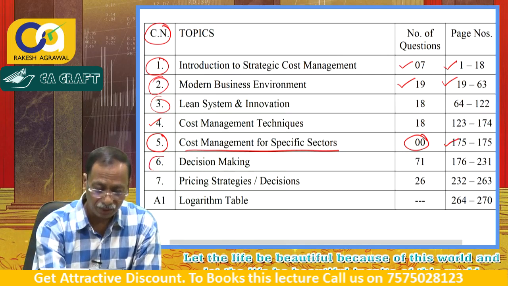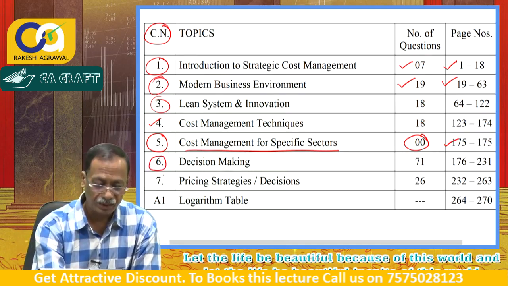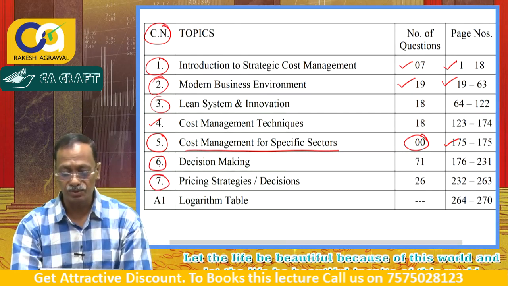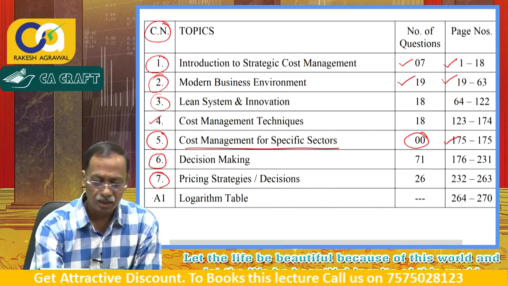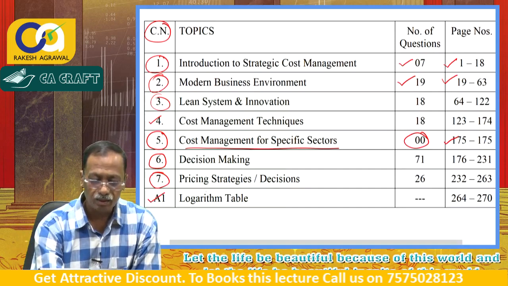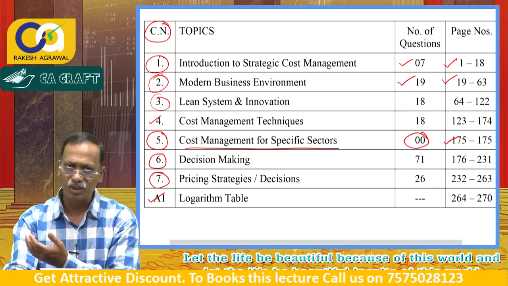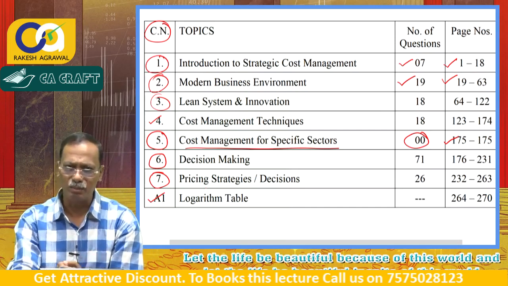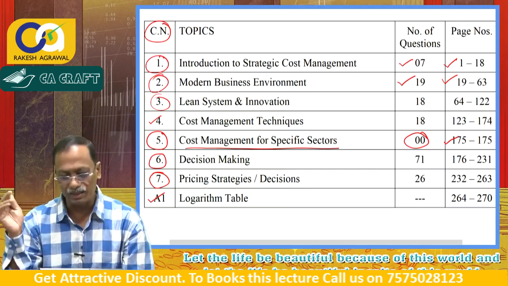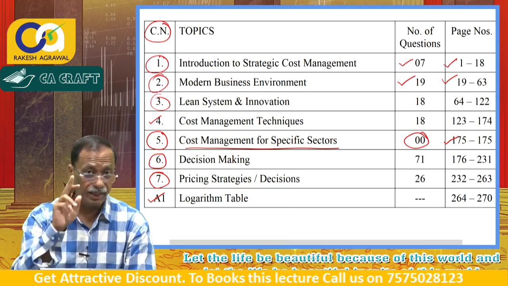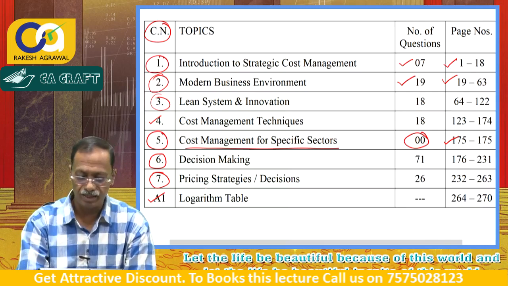Then chapter number 6 is decision making, and chapter number 7 is pricing strategies and pricing decisions, and there is an annexure 1 in the form of a logarithm table. So, I have put a logarithm and anti-logarithm table. At a few places we will need it. So, the log anti-log table is at the end. This is the index page of volume 1, my dear friends.